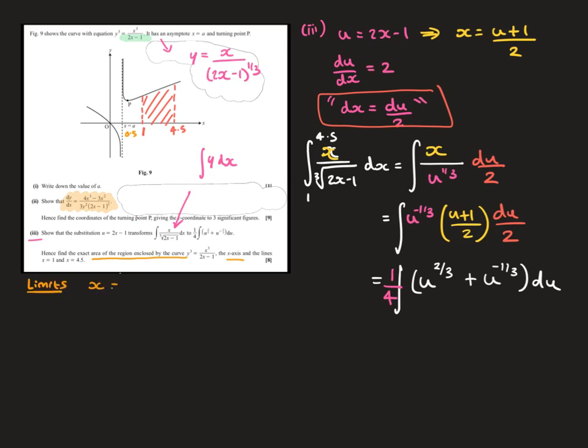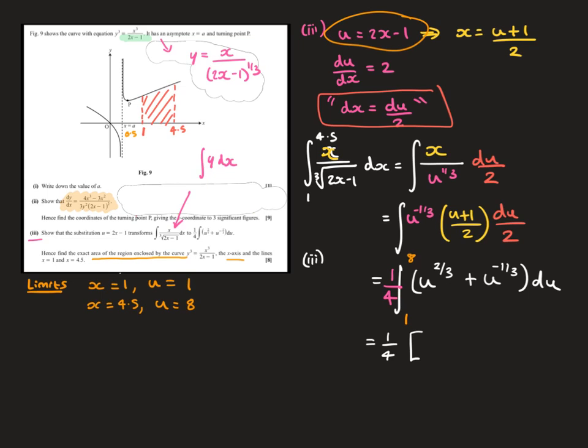So if x is equal to 1, then u is equal to 2x minus 1, which is 1. So our lower limit stays as 1. If x is equal to 4.5, then u works out to be 8. So our upper limit becomes 8. So for part 3, to finish this off, we then have to perform this definite integral. And we've changed our limits, so let's go ahead.